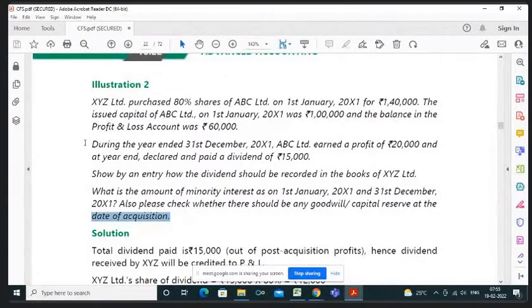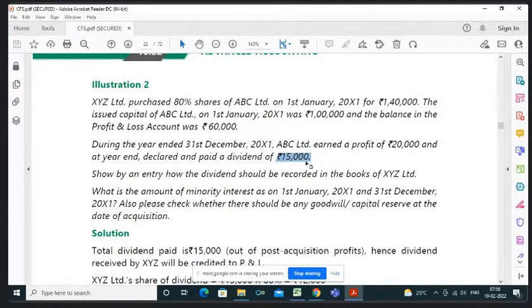First, we will analyze the dividend. So when they paid the dividend for the year ended 31st December 2011, during the year, they earned a profit of 20,000 and declared and paid a dividend of 15,000 for the entire share capital. How much was their entire share capital? It was 1 lakh. For 1 lakh, they have paid a dividend of 15,000. Means 15% dividend they have paid.